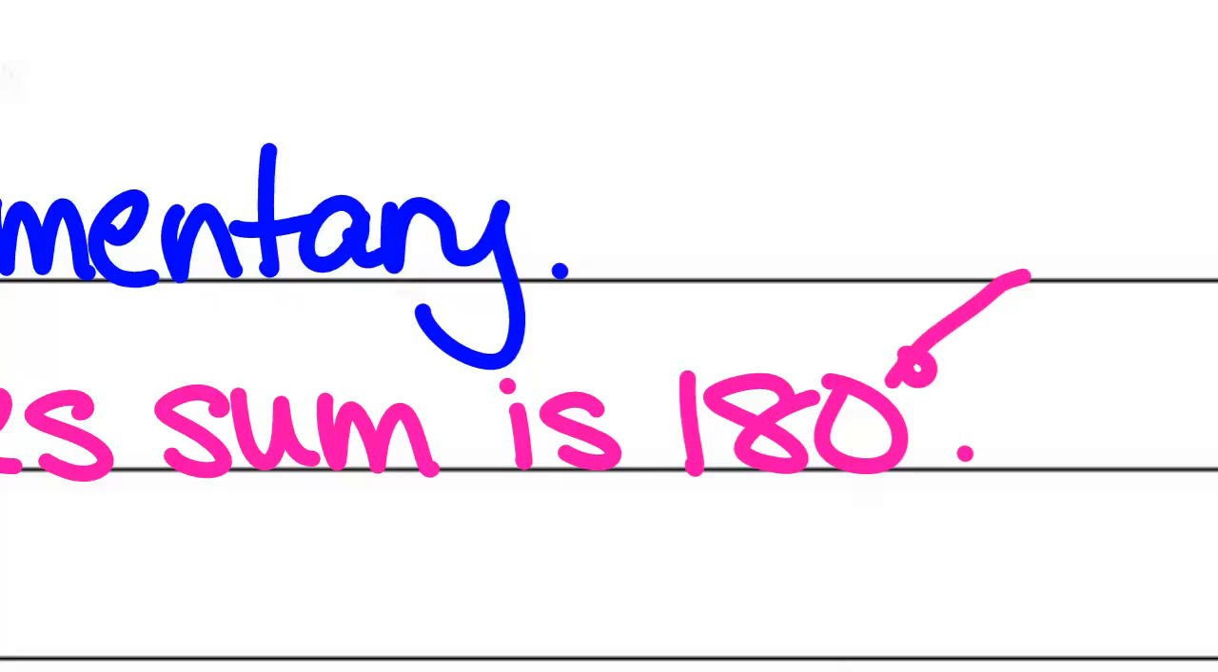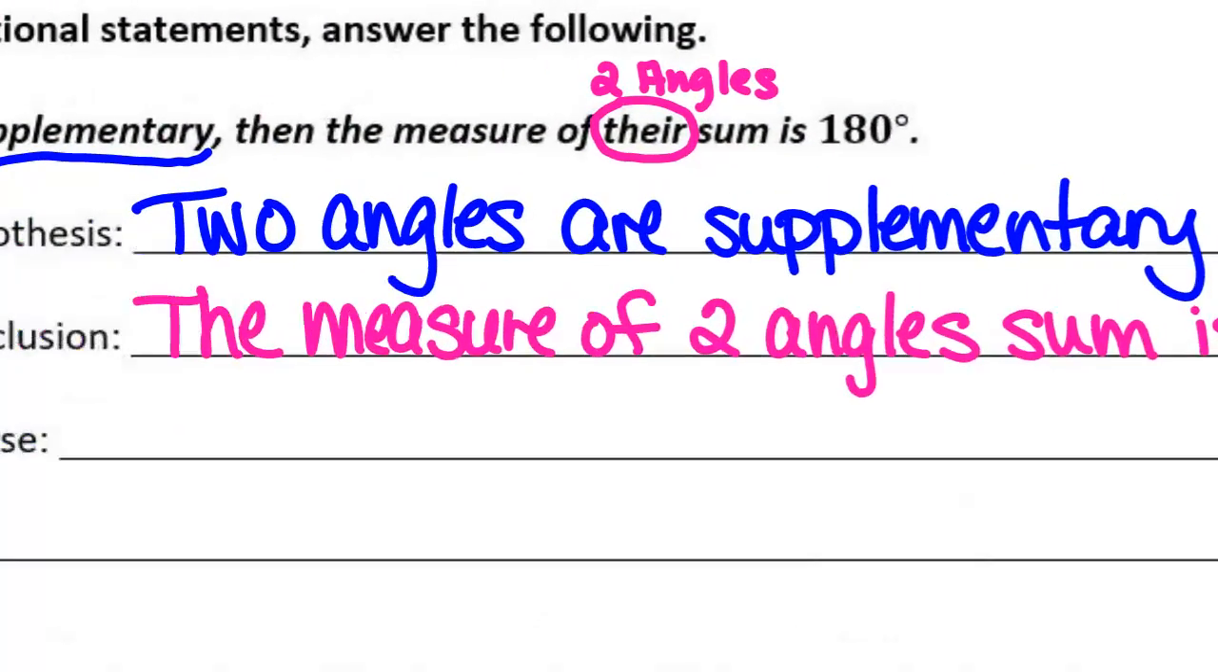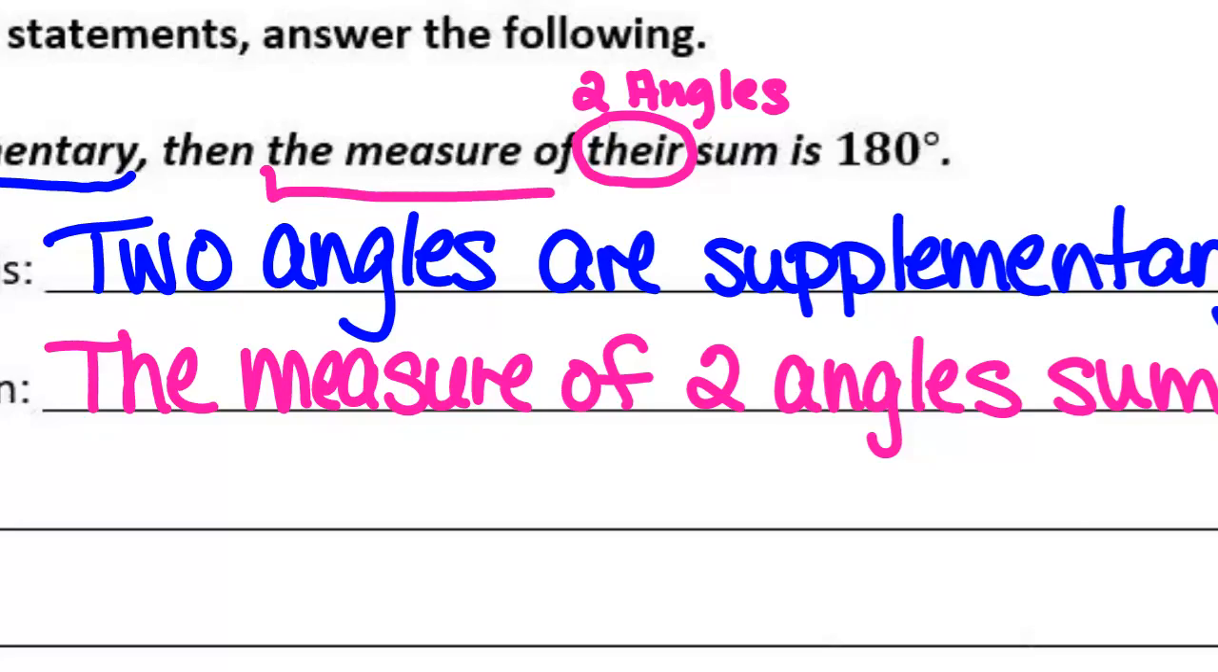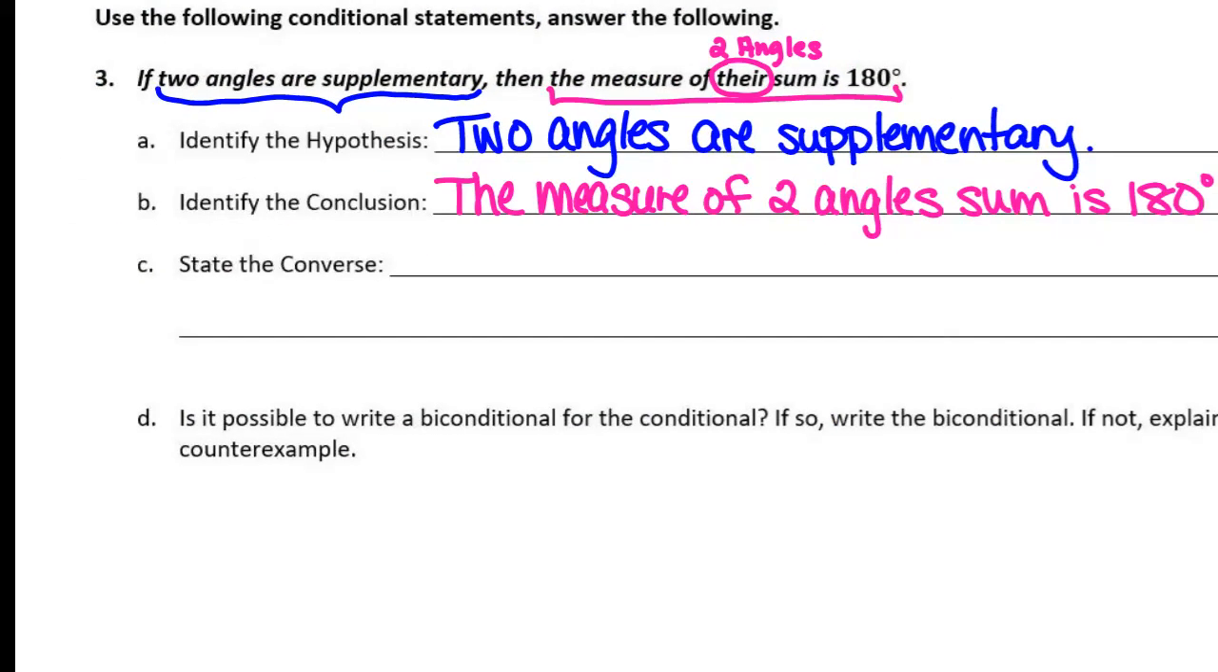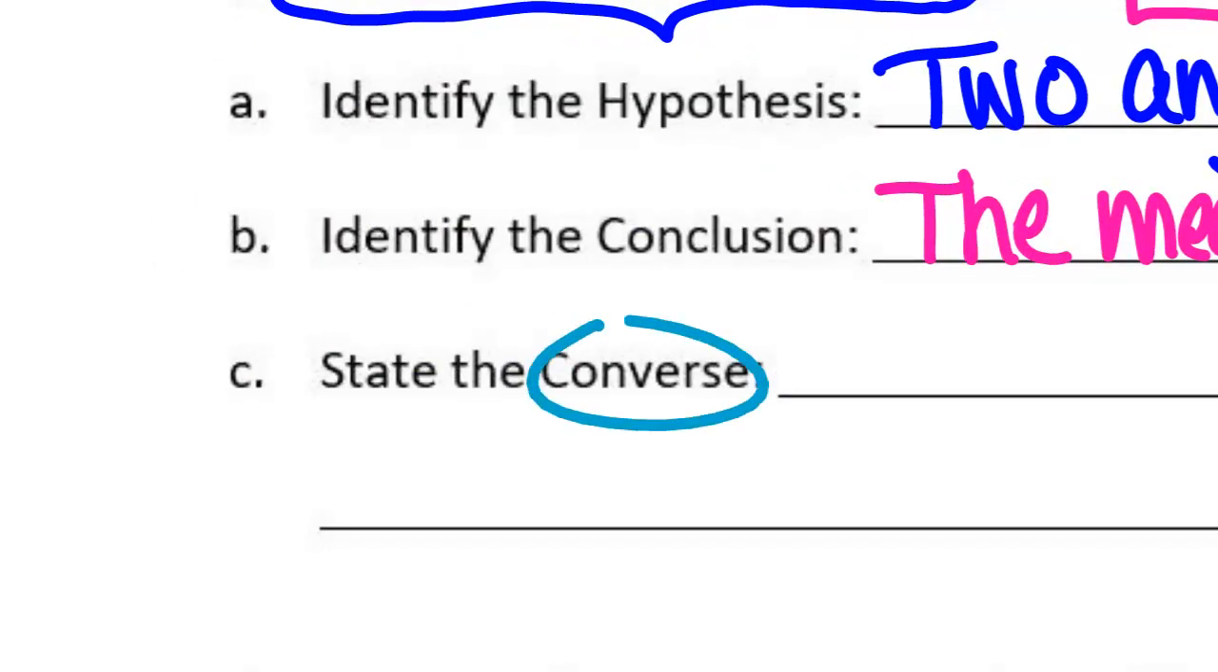Remember, we do not put the word then in the conclusion. Then is just our signal word. If is a signal word, but it's not part of the hypothesis. Then is a signal word, but it's not part of the conclusion. All right, then we're going to write the converse, where we're going to switch.